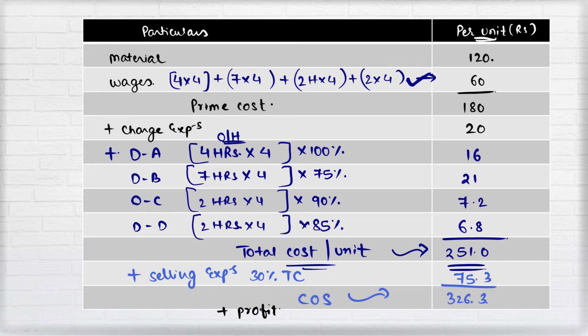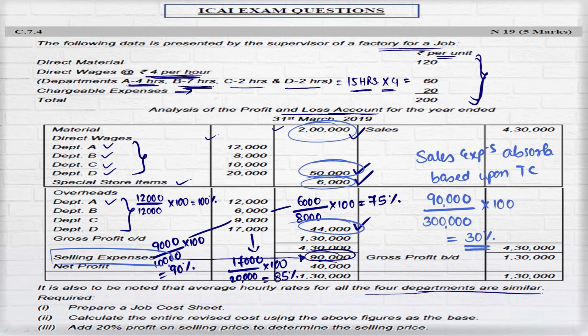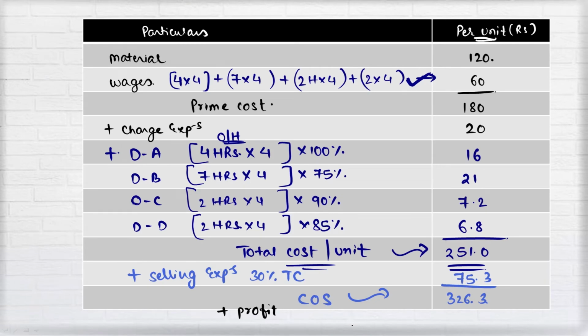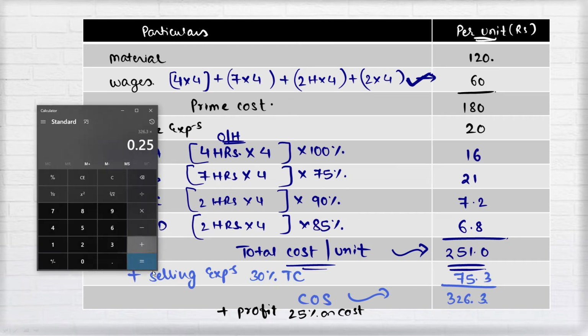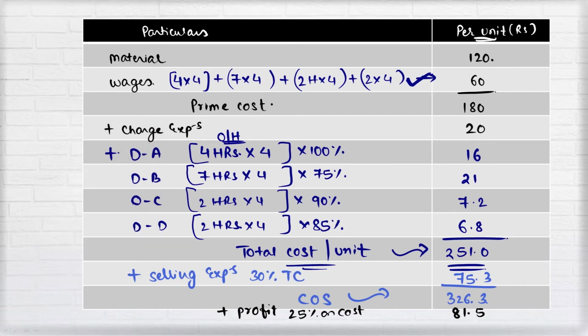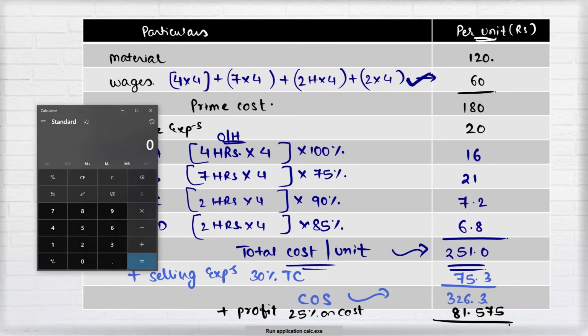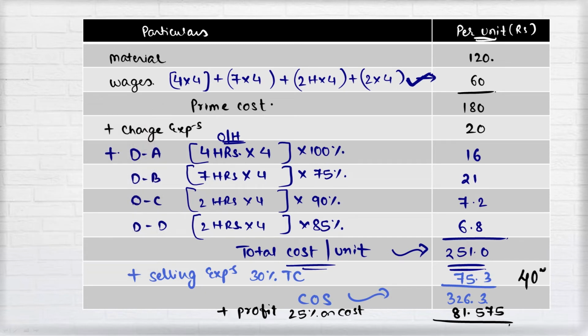Plus profit. You desire a profit of 20% on selling price. Prepare a job cost sheet, calculate the entire revised cost using the above figures as a base, and determine the selling price. 20% on selling price is how much percent on cost? 25% on cost, or 20% on sales price. So 326.3 multiplied by 25% is 81.575. So the selling price per job should be 326.3 plus 81.57, which is 407.875. This should be the selling price per unit of this particular job.